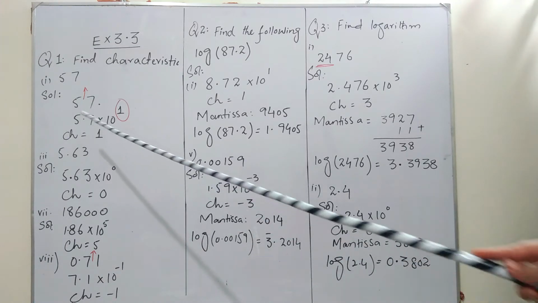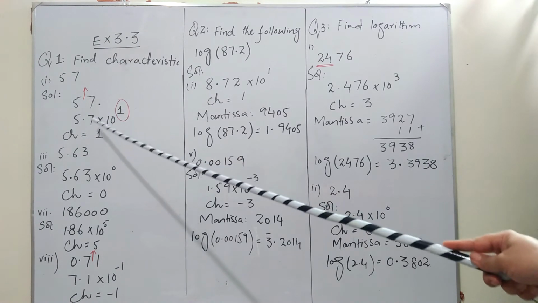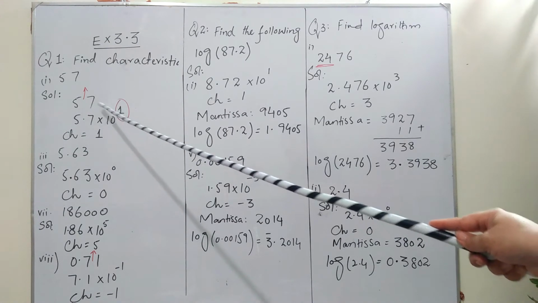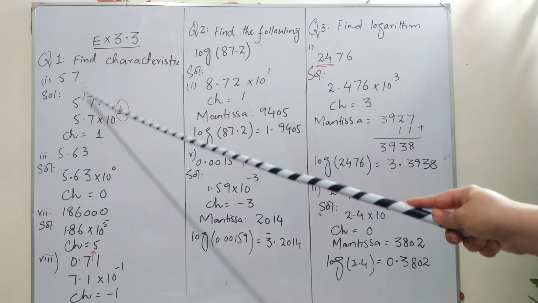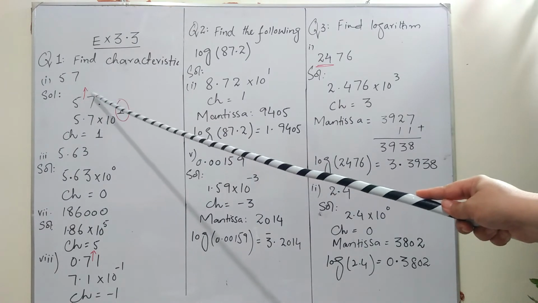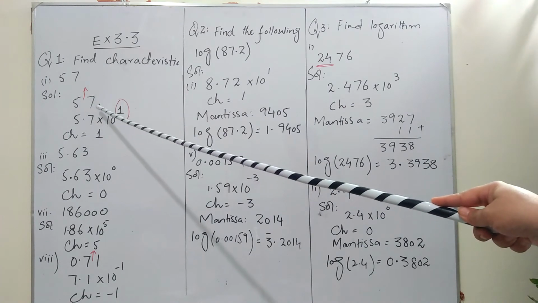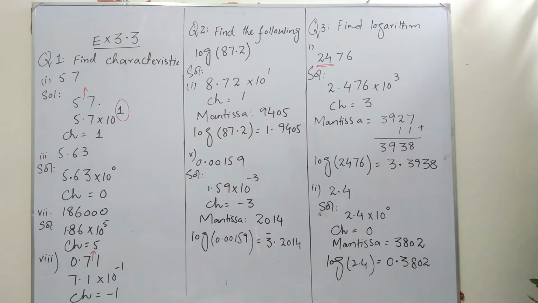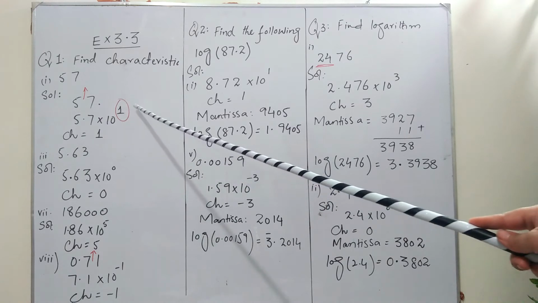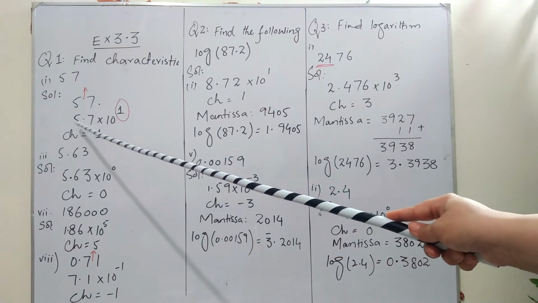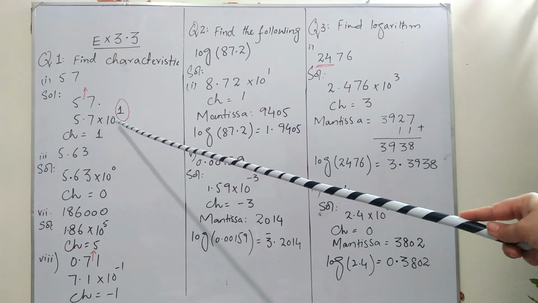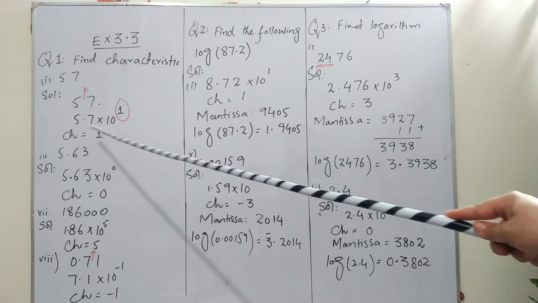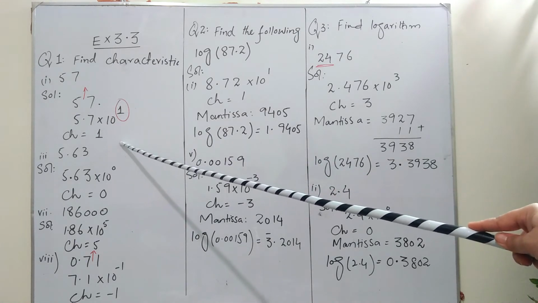Now for the first value, 57, the point lies at the end of the value, and the reference position is to the left and the decimal point is to the right. When the decimal point is to the right of the reference position, the power is positive. So it becomes 5.7 multiplied by 10 raised to the power 1. Characteristic is equal to 1 in this case.